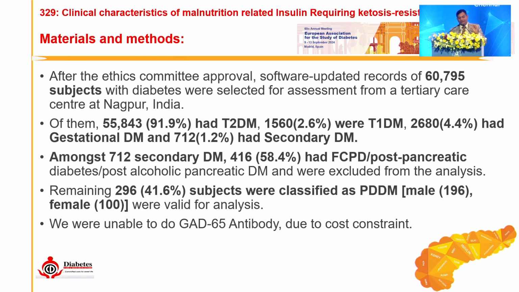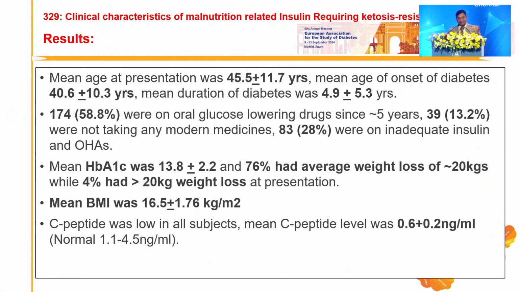Out of this 1.2, that's 700 patients with secondary diabetes have been classified in various forms, and we had around 300 patients who were classified as PDDM, around 196 men and 100 female. And they were studied. The mean age of coming to the clinic is 45 years, but the mean age of diagnosis is 40 years.